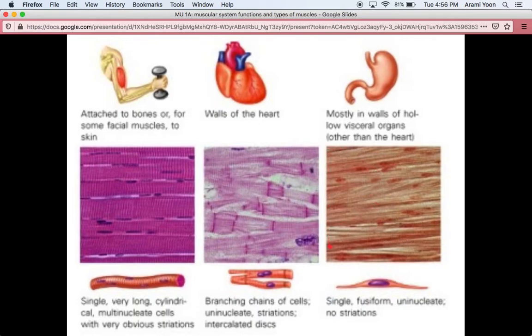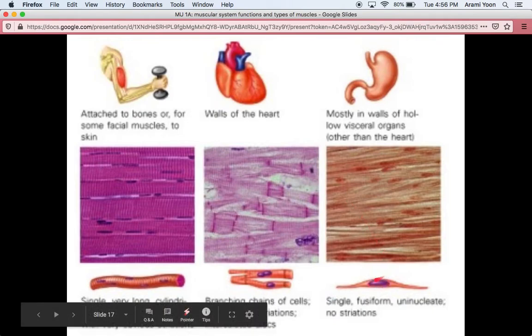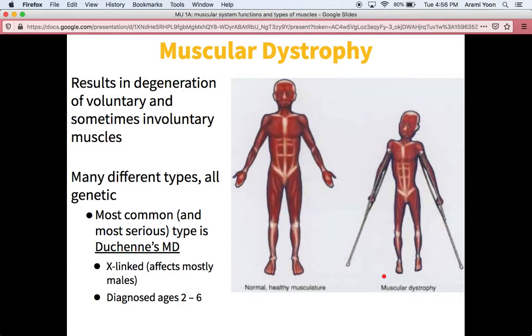And last of all, you have the smooth muscle cells, which are found in hollow organs like the stomach, the esophagus, the intestines. They are not striated. They are mononucleate, only one nucleus. They tend to be spindle-shaped, and they are involuntary. You cannot control their contractions.